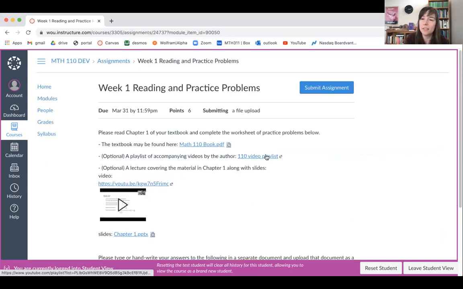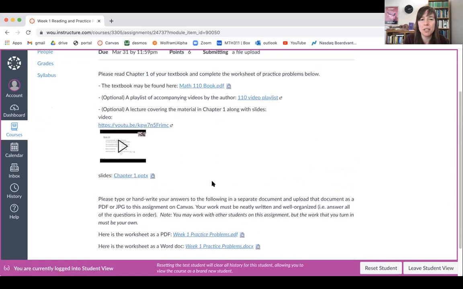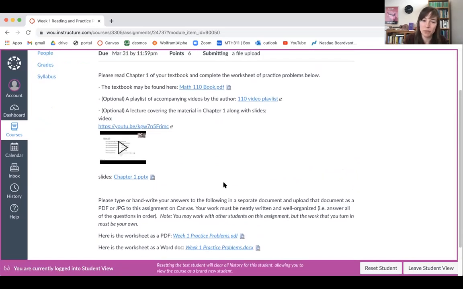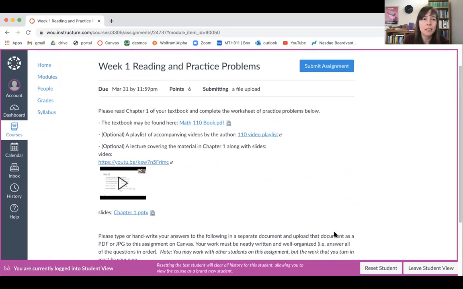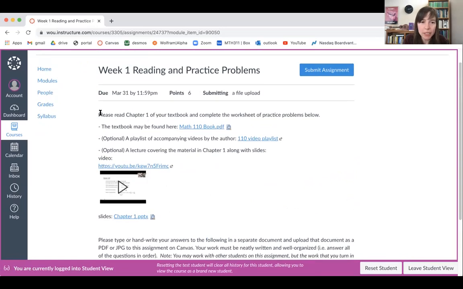Okay, now this is your first real practice problem assignment. There's a lot of writing here, but as you'll notice as you go through the term, most of this is copied and pasted every week. Please read chapter 1 of your textbook and complete the worksheet of practice problems below. I put a link every week to the textbook just so you have it handy. Truly, the only required thing is to read the book and do the problems.